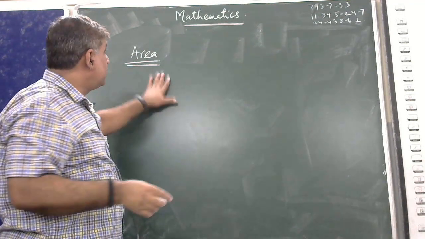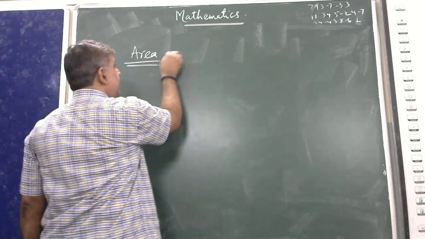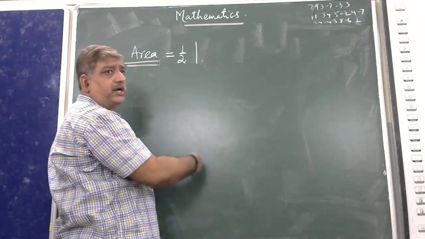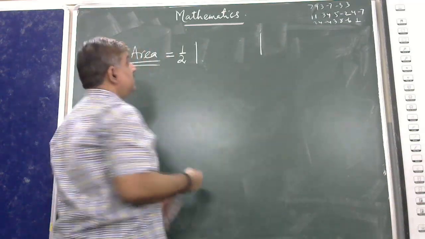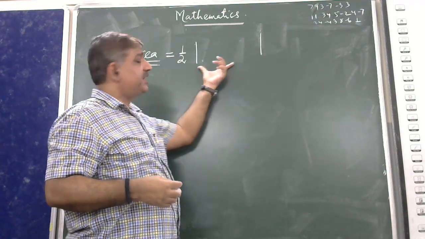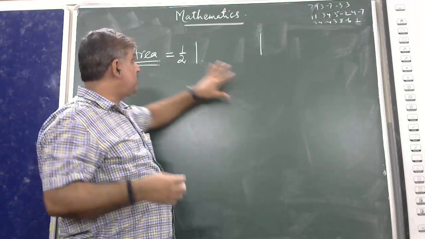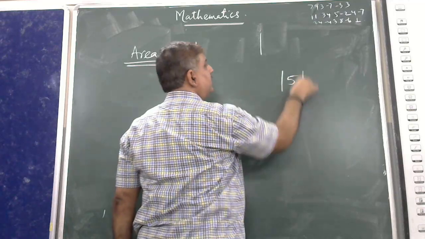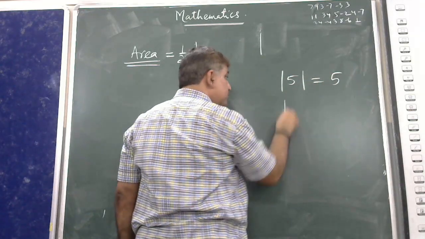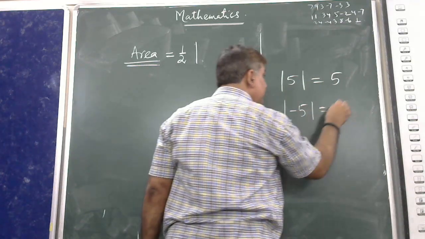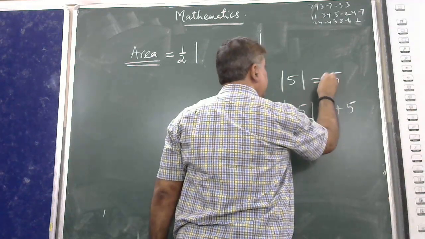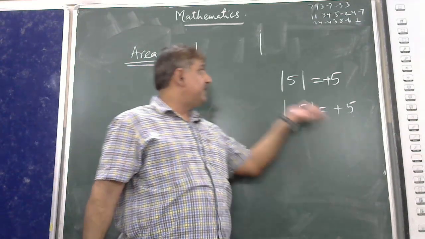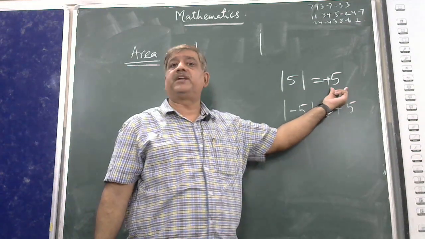And for that, we always write the formula for area in modulus sign, not in brackets. You just put mod here. This mod makes our result always positive. So what does this modulus stand for? If it is mod 5, the value will be 5, and if it is mod minus 5, the value will be 5 again. If a quantity under modulus is negative, it should be taken as positive; if positive, it remains positive.